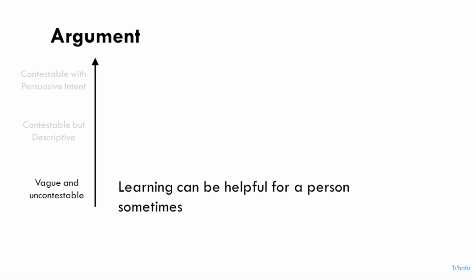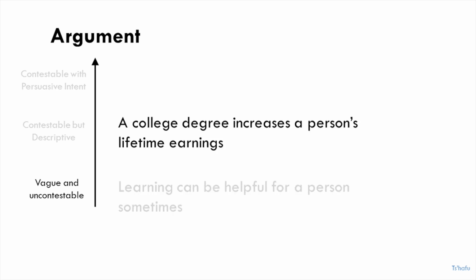Well, let's move up one level and propose this thesis. A college degree increases a person's lifetime earnings. Why is this one an improvement from the previous one? Well, for one, we have specified what we mean by learning. Here we call it a college degree. So now we are beginning to commit to something. It's not just learning in general. We're saying more specifically a college degree.